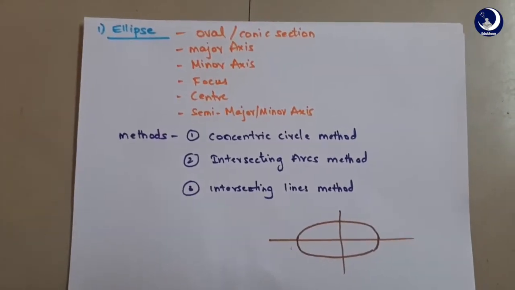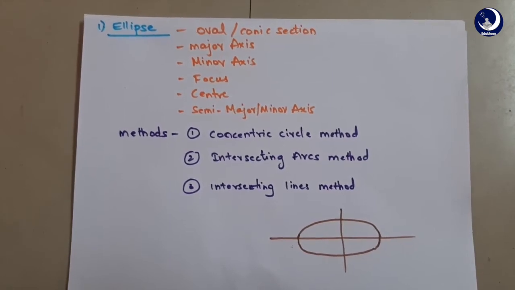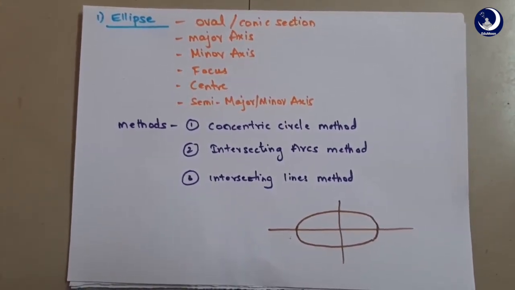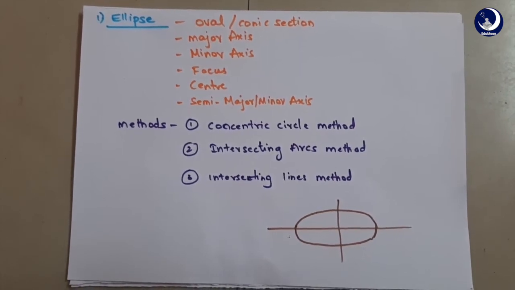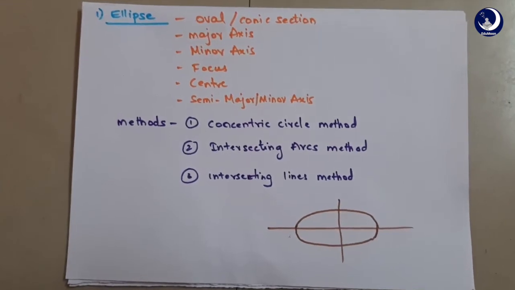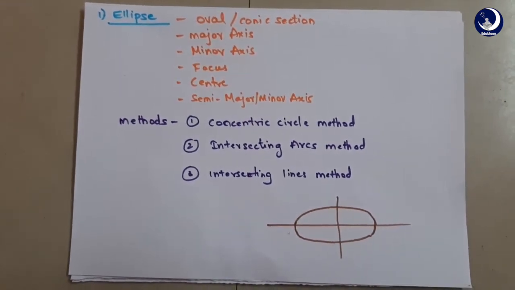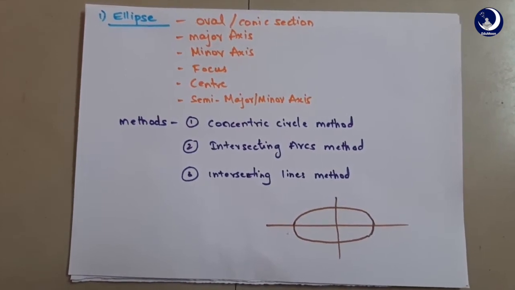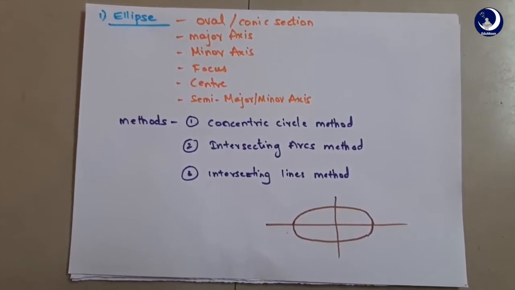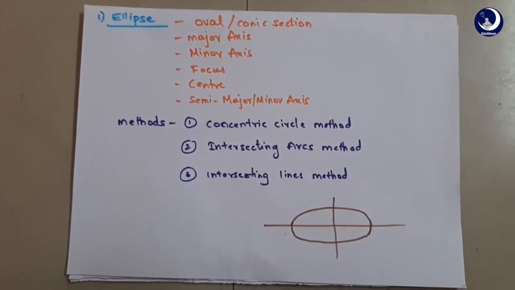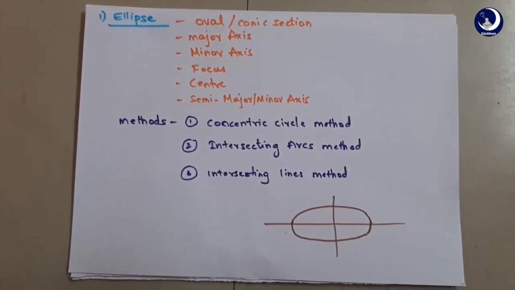Ellipse. Ellipse is an oval shape. It is a conic section. We are going to discuss its major axis, minor axis, its focus, center, semi-major axis, semi-minor axis, etc. There are three methods of drawing or constructing an ellipse: concentric circle method, intersecting arcs method, and intersecting lines method. There are other methods also, but we are going to be focusing mostly on these three methods.